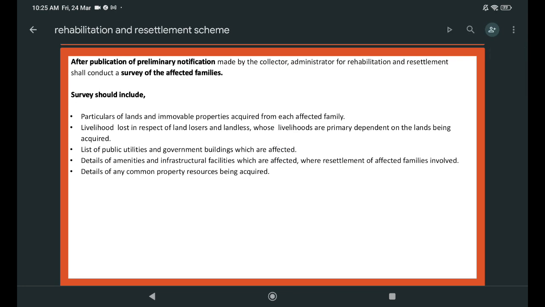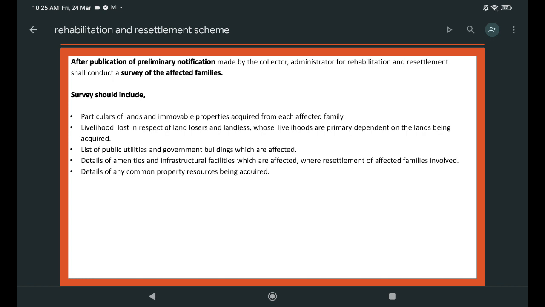What is rehabilitation and resettlement in land acquisition? R&R provides benefits and compensation to the people displaced by land acquisition procedures. It provides a right to fair compensation and transparency in the land acquisition. It provides compensation to those whose land is taken away by the government.